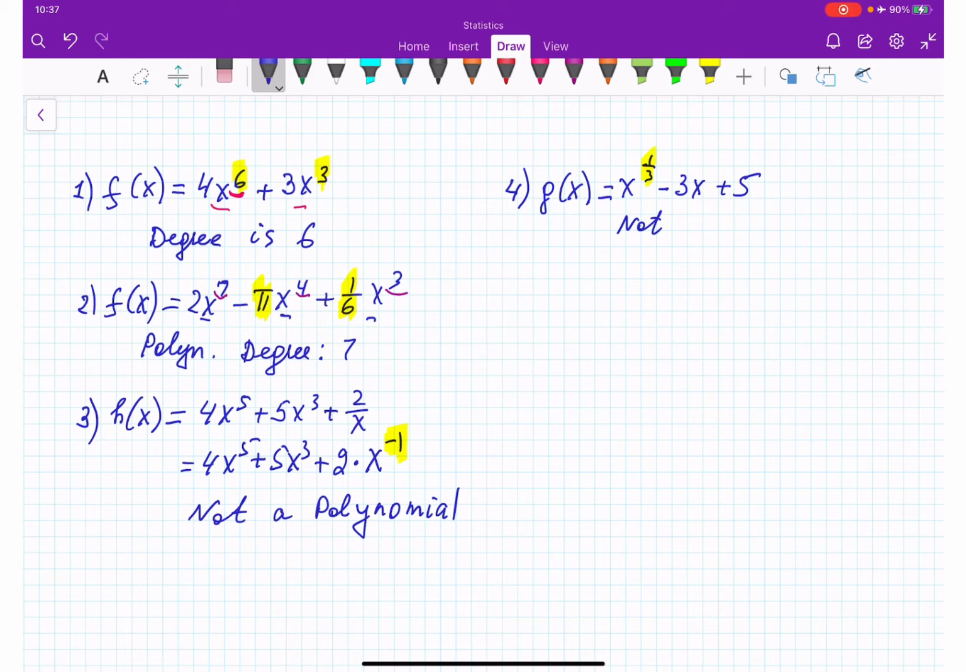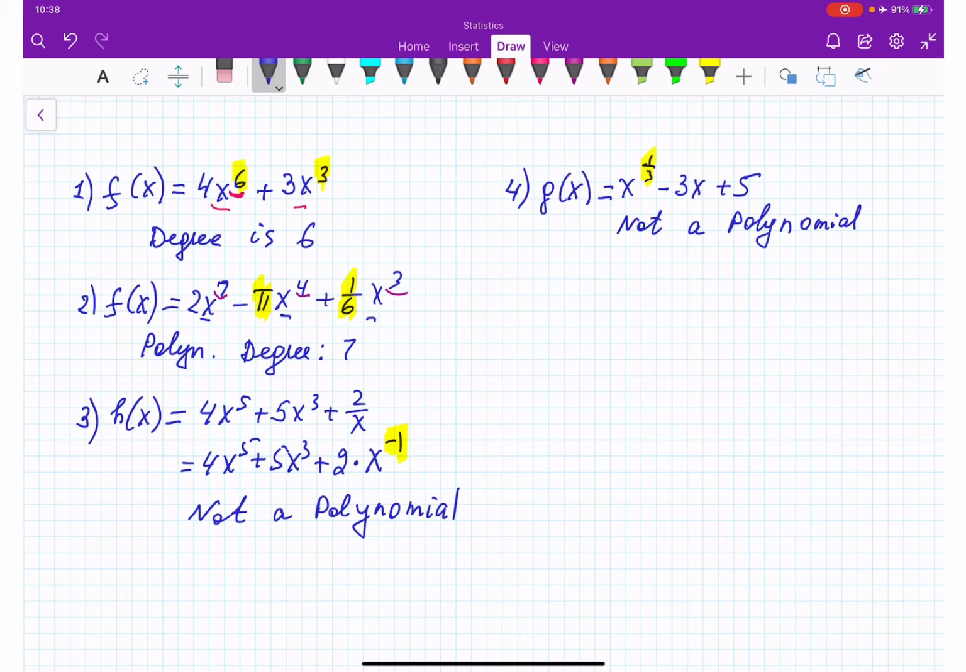Remember, algebraically, we identify a polynomial as a function that doesn't have fractions or negative exponents as degrees. Not a polynomial. Why do I say algebraically? Because there is a way to identify a polynomial by graphing also. There we go. Now we will identify by graphing.